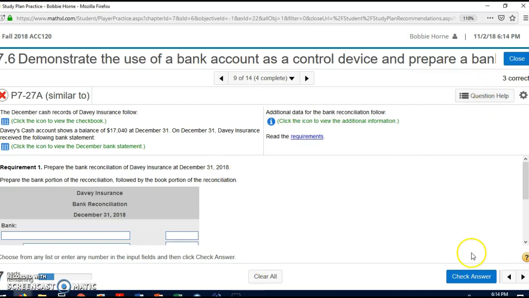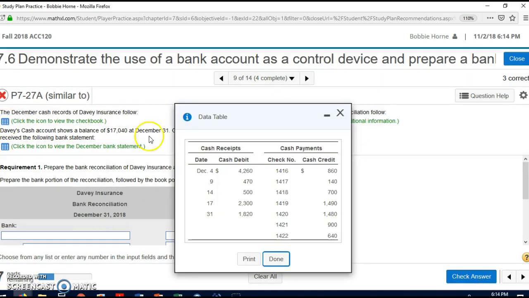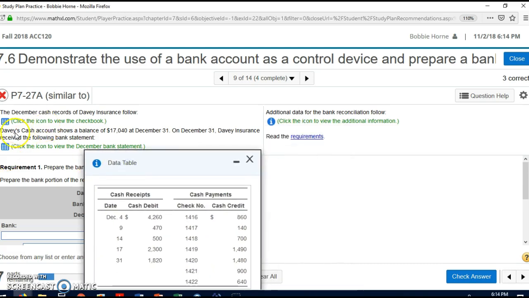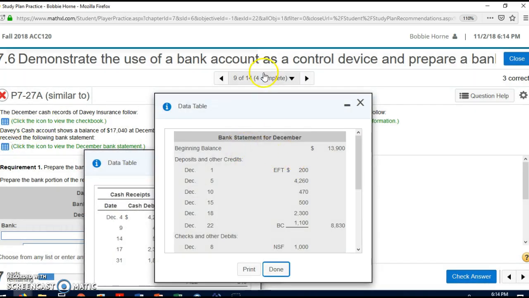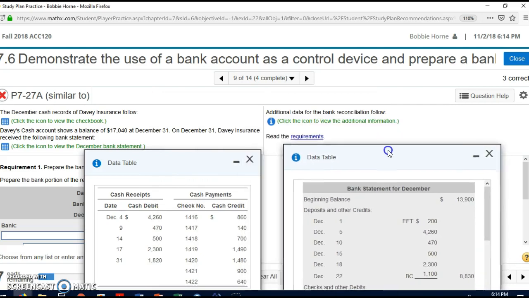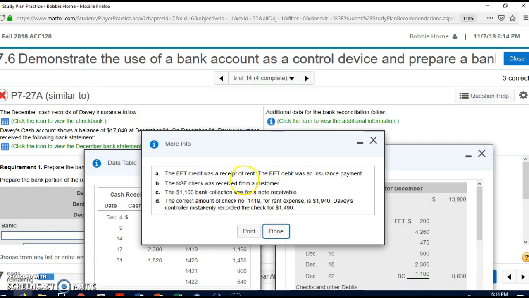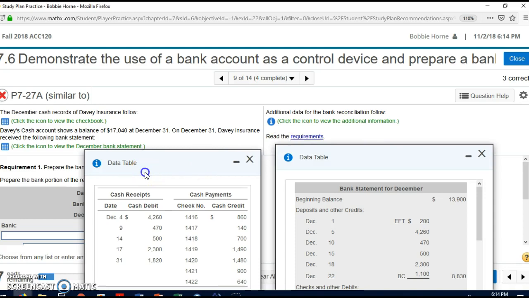Okay, this is the bank reconciliation, and this is the type you will see on your midterm. We have all the information in the bank statement and the book's cash records for Davy Insurance. And then we also have some additional information that we will look at.